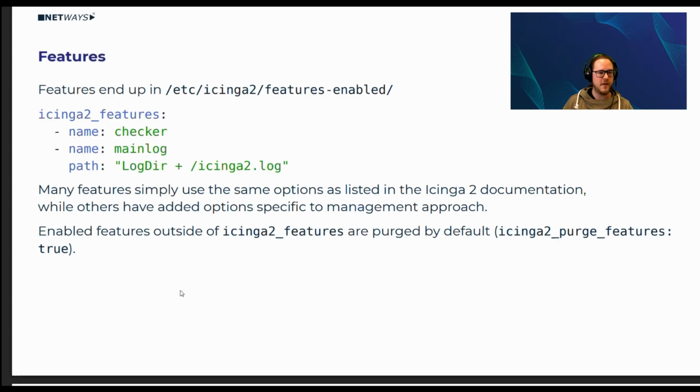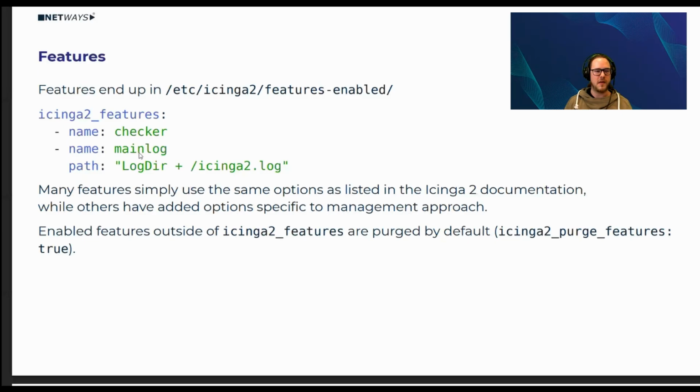Also, Icinga2 features, just another variable. We have a list of different features Icinga offers. These features are basically the same you can see in the docs of Icinga2. You can set the same variables, the same attributes, and they will basically work in the same way. So for most features, you can just copy paste from the official docs, but there's also some features that have additional properties added to it by us.